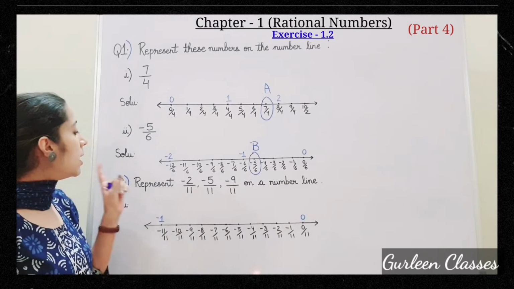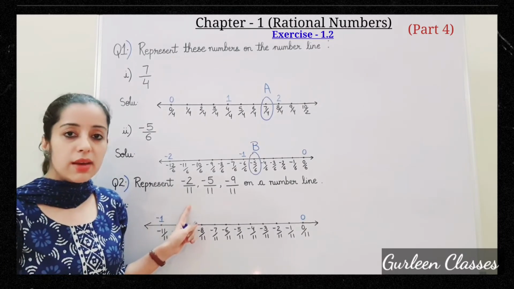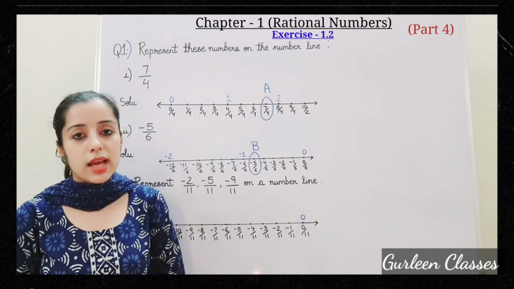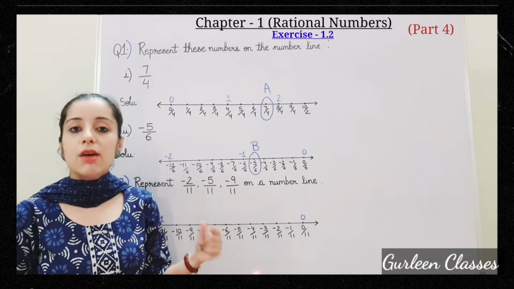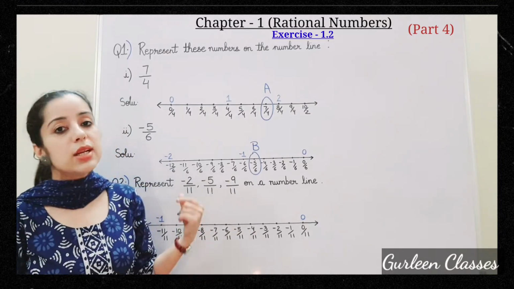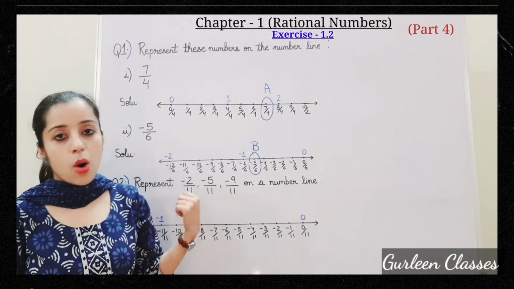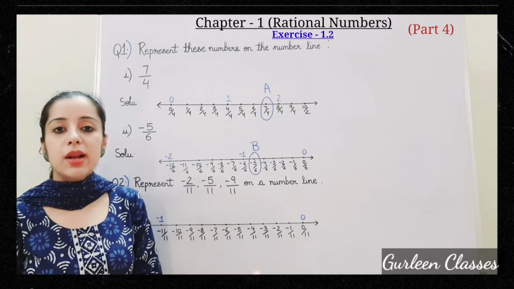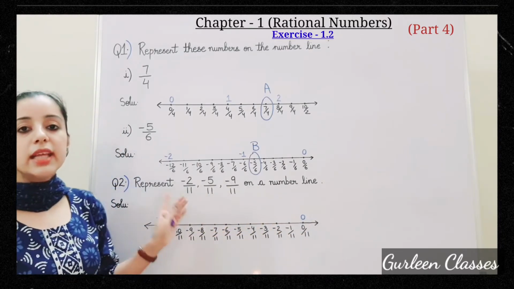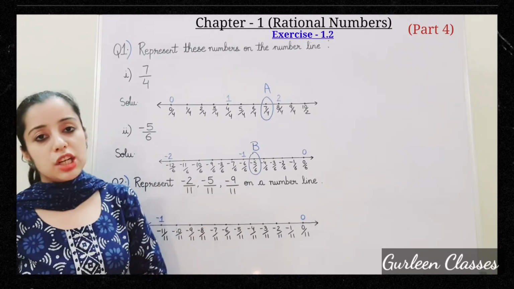Next question. Represent minus 2 upon 11, minus 5 upon 11, minus 9 upon 11 on a number line. So here we have to divide the number line into 11 parts, as the denominator is 11. All are negative rational numbers, so they will lie on the left side of 0. So here is 0. On the left side there will be all negative rational numbers.